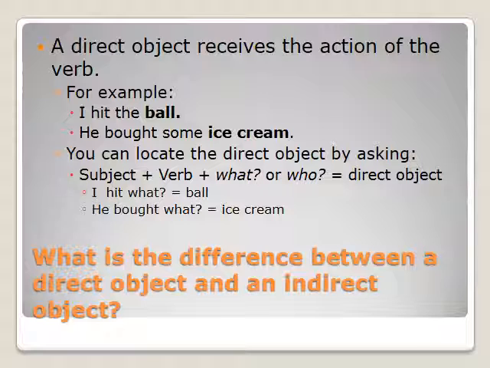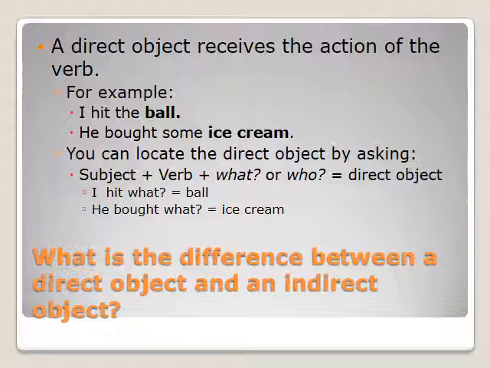So a direct object is something that receives the action of the verb. For example, you say, I hit the ball. In this case, the ball is the thing that was hit. So it is receiving the hit. He bought some ice cream. In this case, the ice cream is the thing that is receiving the buying. Okay, so the buying happens to the ice cream.